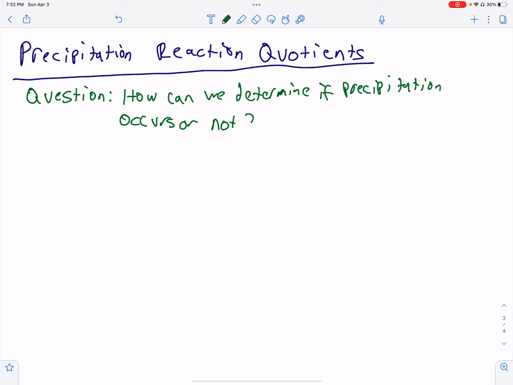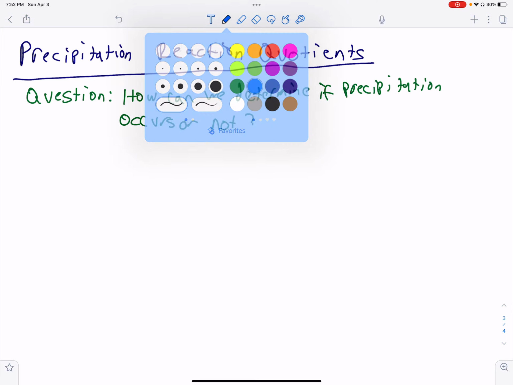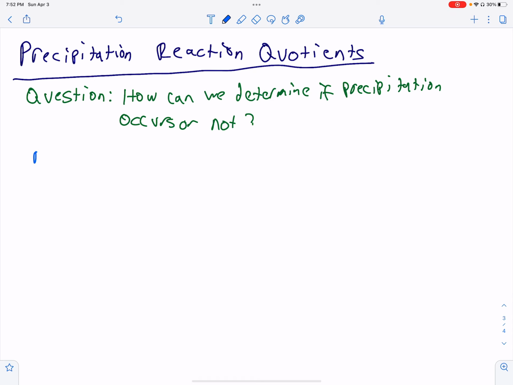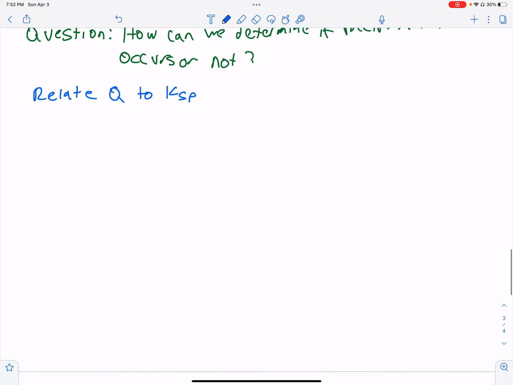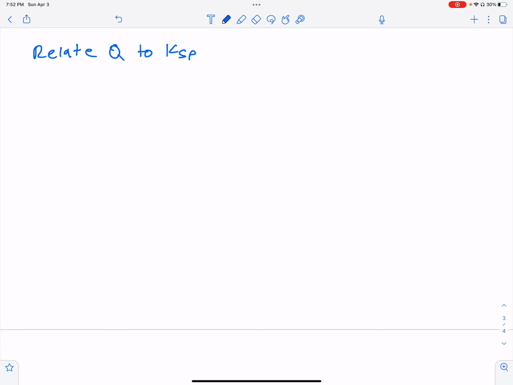Meaning, I have a solution, I mix them together, and I want to know if I'm going to form a precipitate or not. And we're being more specific here. Given values, how can we know precipitation will occur? Not just whether we're going to form an insoluble product or not. So we're going to relate the reaction quotient Q, remember that from equilibrium, to KSP.